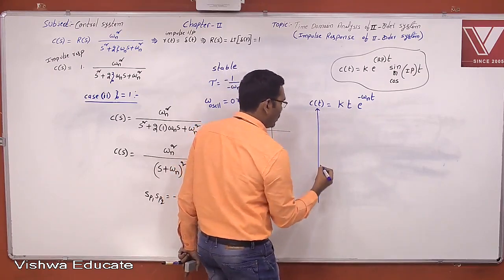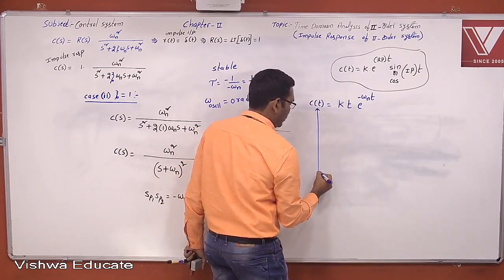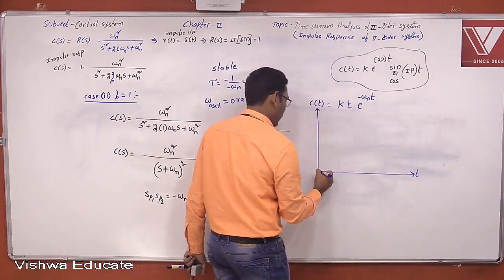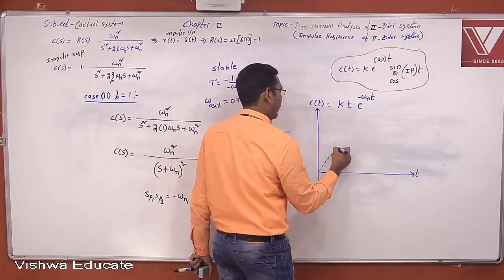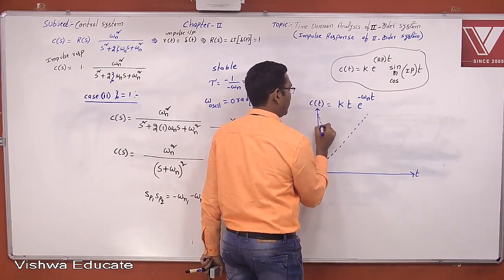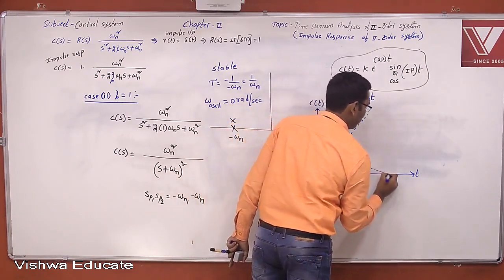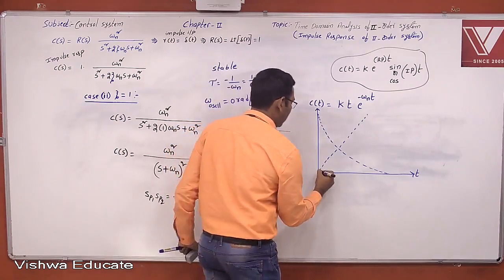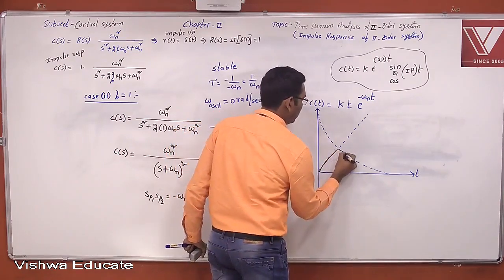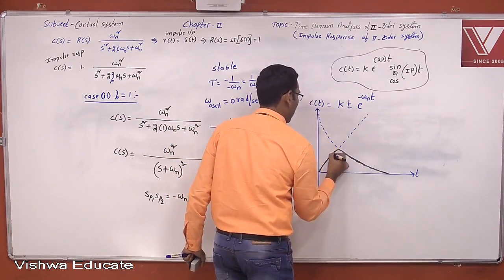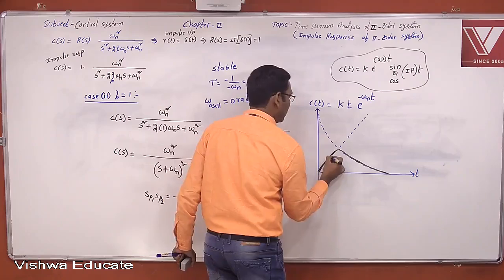Now you know how to draw the response of an exponentially decaying and a linearly varying signal. One is a ramp, linearly varying. Another one is exponentially decaying. This is linearly varying and this is exponential decay. The multiplication is nothing but the common area, common limits, common boundaries.